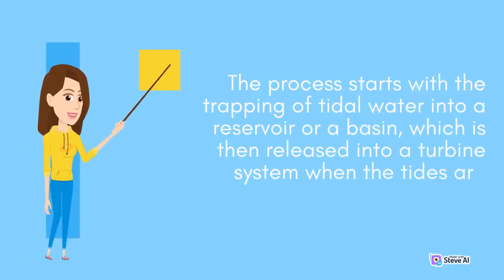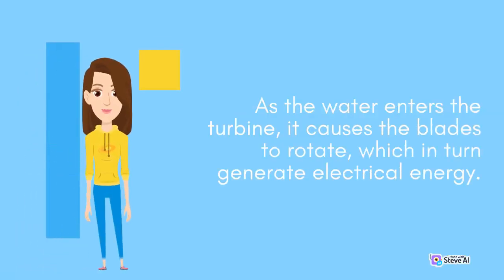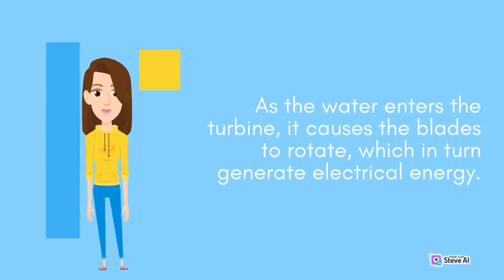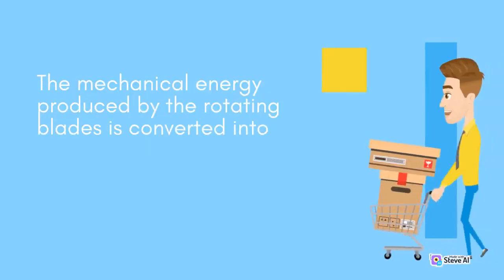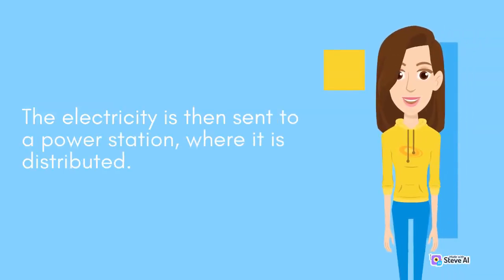The process starts with the trapping of tidal water into a reservoir or a basin, which is then released into a turbine system when the tides are low. As the water enters the turbine, it causes the blades to rotate, which in turn generate electrical energy. The mechanical energy produced by the rotating blades is converted into electrical energy with the help of electromagnetic induction. The electricity is then sent to a power station, where it is distributed.